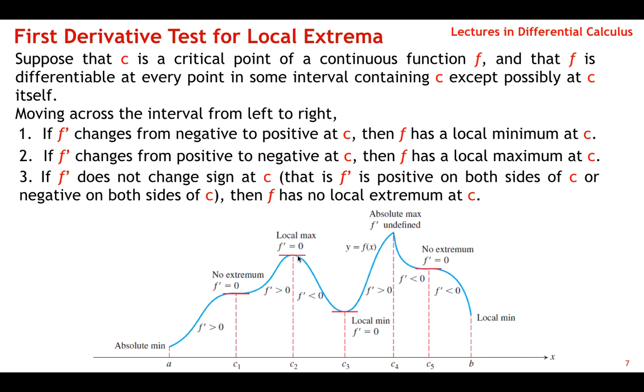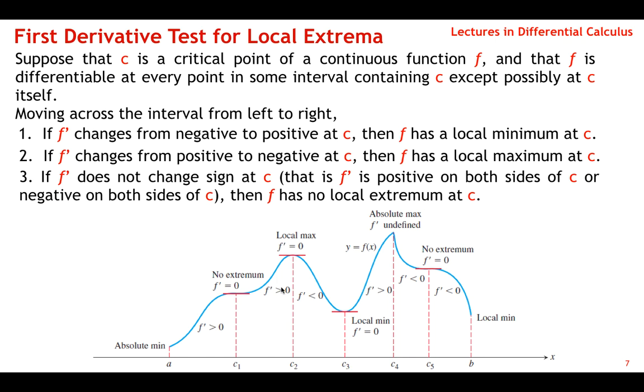Similarly, say this point, the derivative here is 0, so this point is a critical point C2. If we see the derivative sign on the left and right, the slope on this side is positive and the slope on this side is negative. So as we move from this side to this side, the positive slope changes to a negative slope. So this is a point of local maxima, according to this statement.